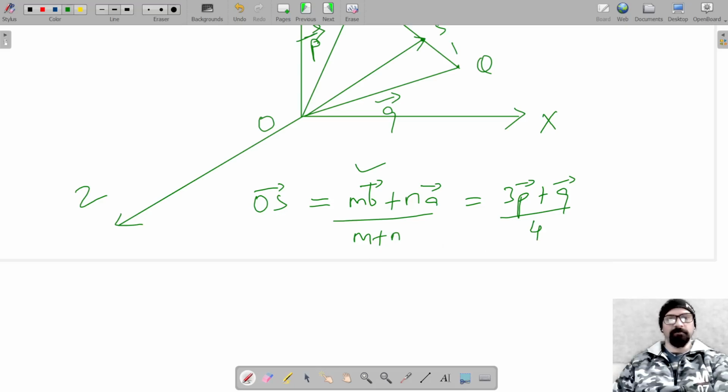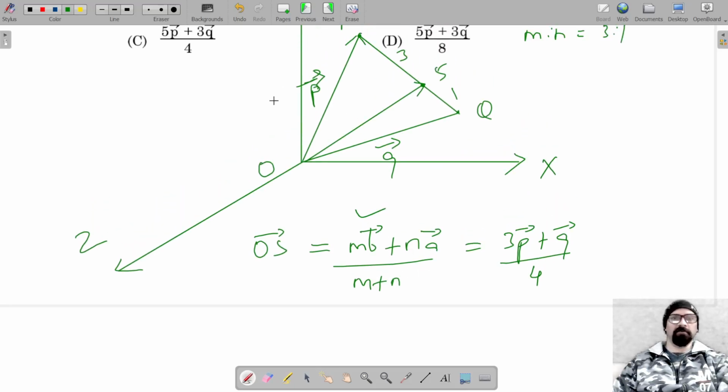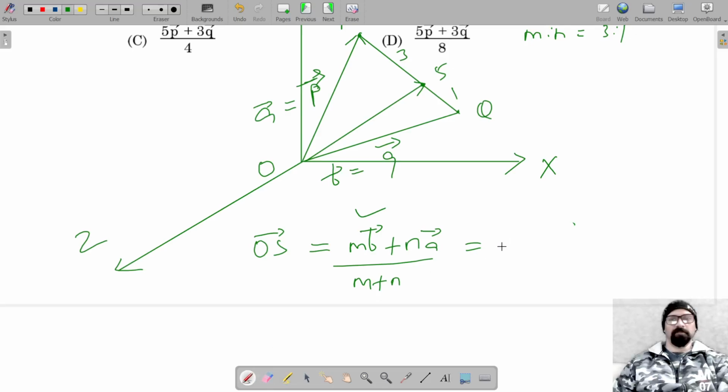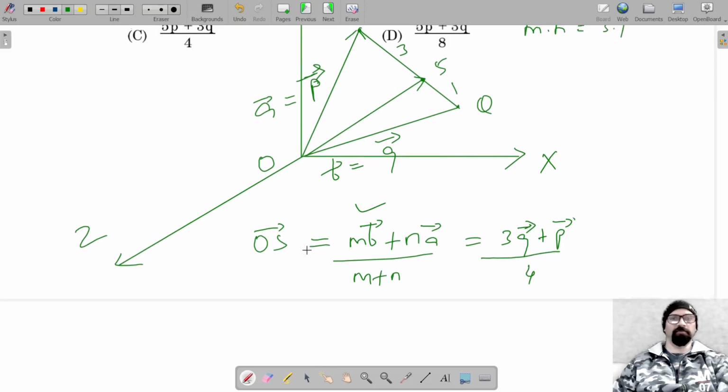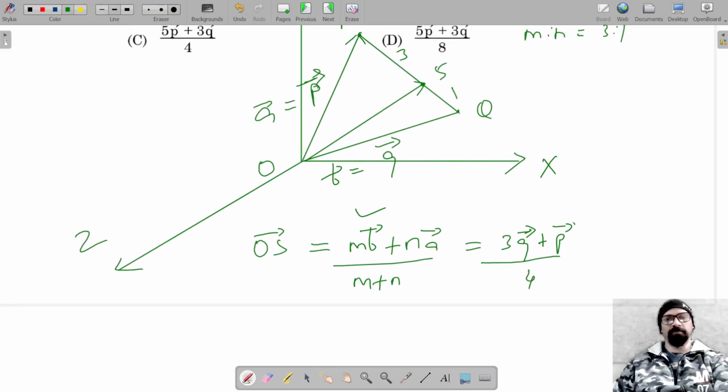So this is 3P, and actually this should be B. So this is our A vector, and this is our B vector. So let me just change the values. M is 3 into B, B is Q vector, plus N is 1 into A, which is P vector. So this is 3Q plus P, and 3 plus 1 is 4. This is the position vector of OS: 3Q plus P divided by 4. 3 into Q vector plus P vector divided by 4.